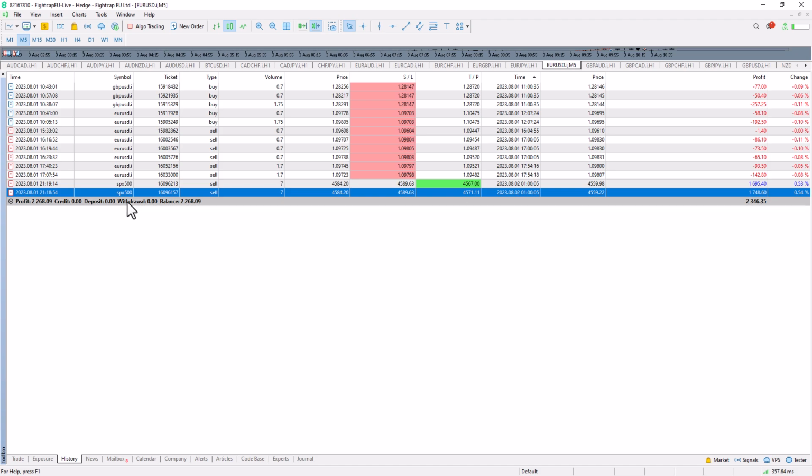And yeah, that was basically the trade that I took and how things panned out on the 1st of August 2023.